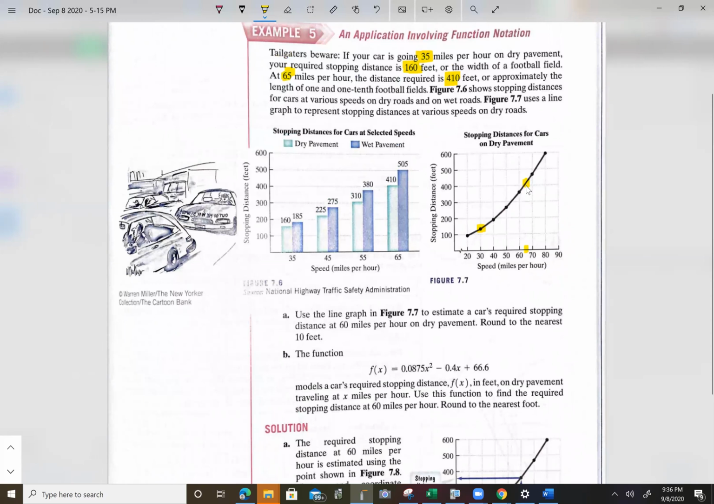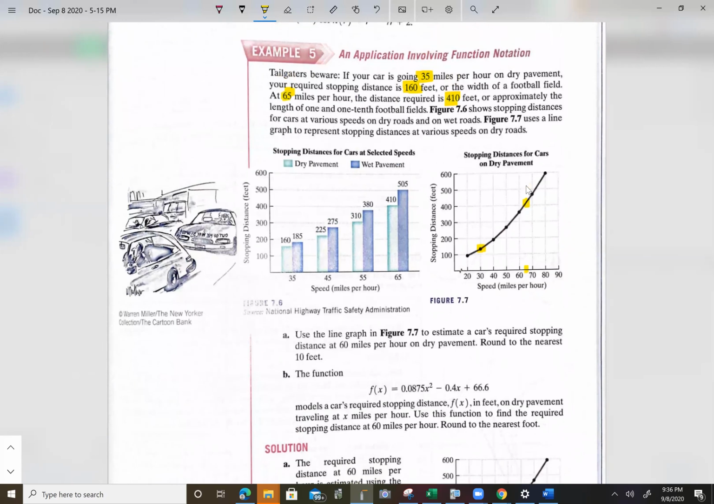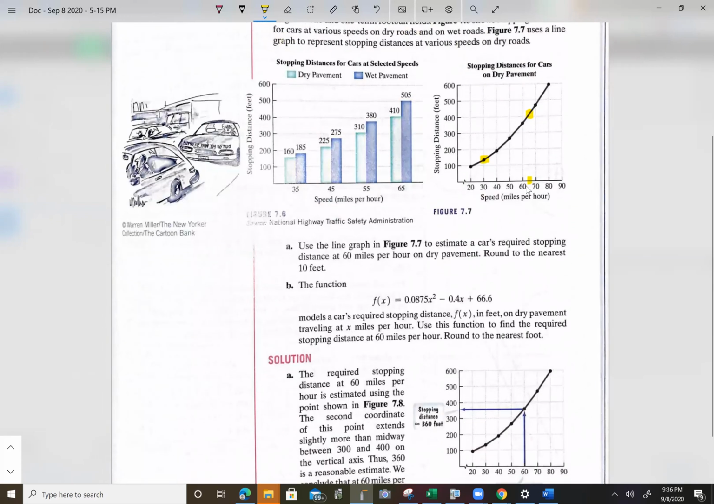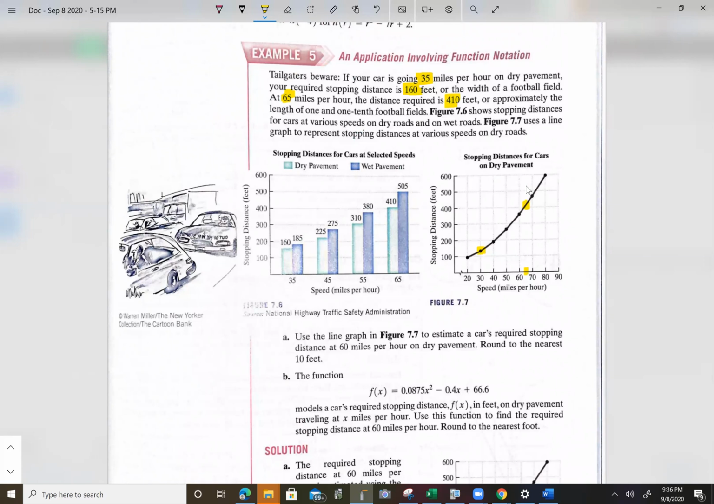What is the question? Use a line graph to represent stopping distance at various speeds. Okay. So the first thing they are doing, sorry, keep moving. That's probably driving you guys nuts. Oh, it has questions A and B.